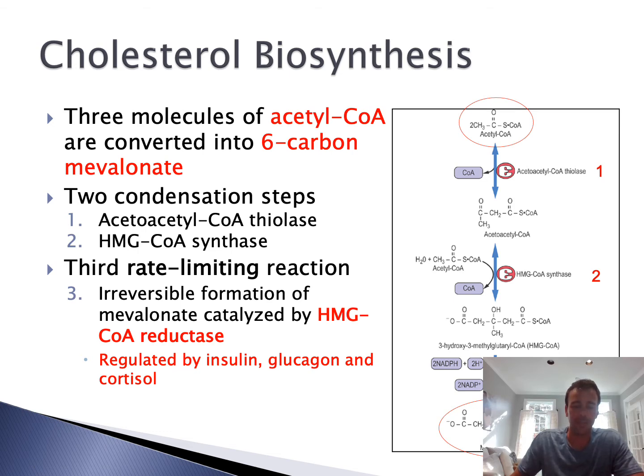And then the final 3rd step, which is the most important step, is the irreversible formation of mevalonate by HMG-CoA reductase. So this is regulated by insulin, glucagon, and cortisol. There are drugs that target this, as we'll talk about here in a minute. So if you take anything home from this slide, this is the most important step here.